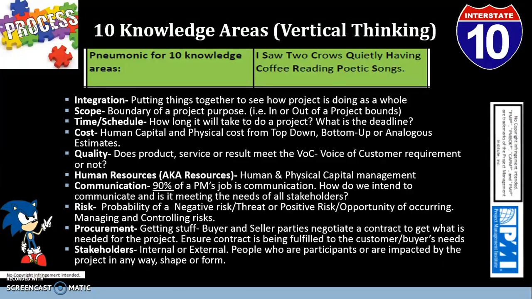Cost. Human capital and physical capital cost is usually estimated from top down, bottom up, or analogous estimates. And costs are usually fixed costs or variable costs. Then you have other divisions of costs such as direct costs, indirect costs, etc. We'll get into those later.